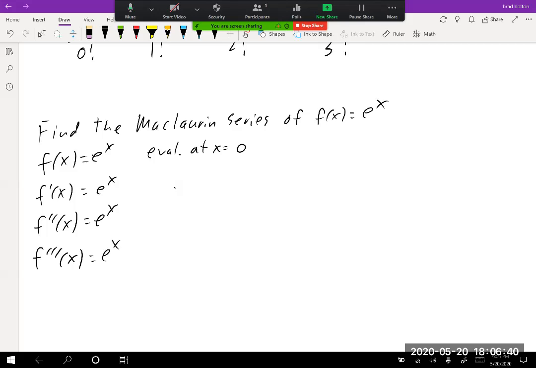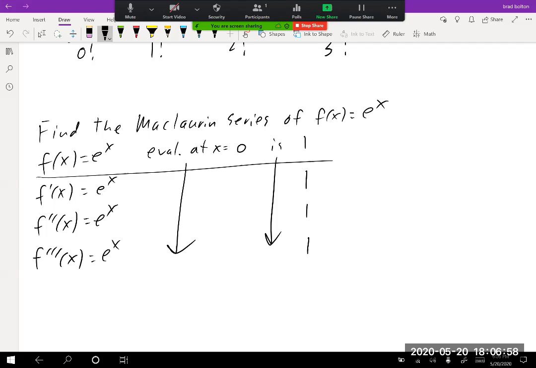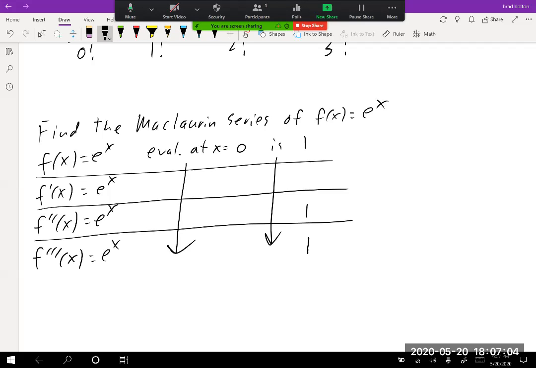And we'll just have each one of these evaluated at the same value. I'll just do this so I don't have to write it all out. And this will be 1, 1, and 1. Let me just try to clean this up a little to make it look a little nicer for you guys. So 1, 1, and 1.